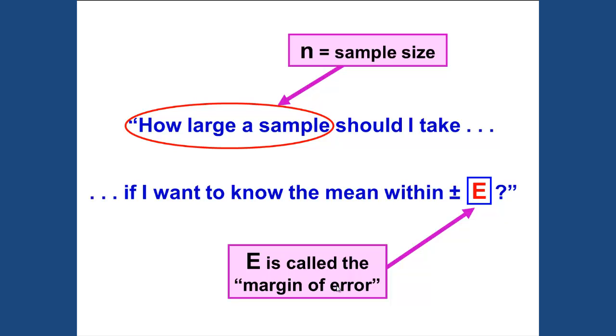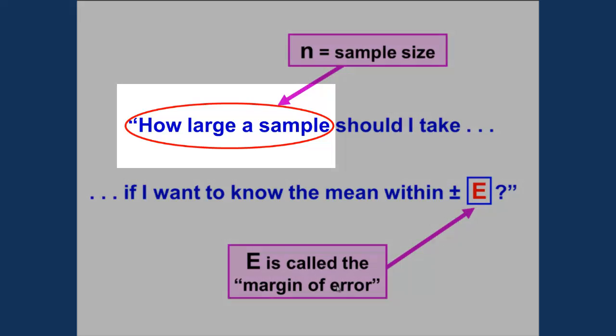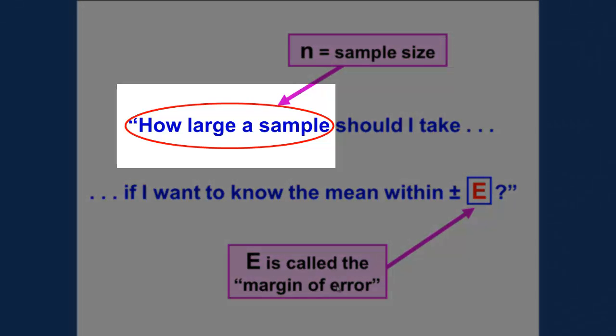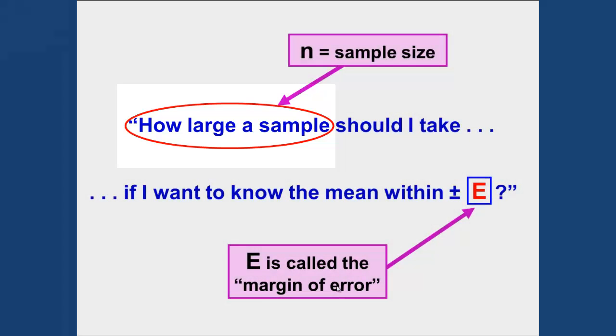Well, how will we know when we're being asked to find a sample size versus being asked to construct a confidence interval? Look at the question and read it carefully. Notice the question here is how large a sample, and then the question mark. We are looking for the n.